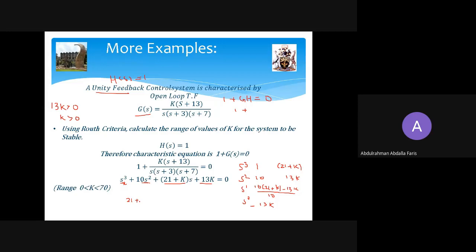And then you take this, it will be 21 plus k minus, is it 1.3k? Yes, correct. This 10 and 10 will go, and then 13 divided by 10 is 1.3k. This should be greater than 0. So you rearrange this and you'll find something like that. So for the system to be stable, k needs to be greater than 0, but less than 70.